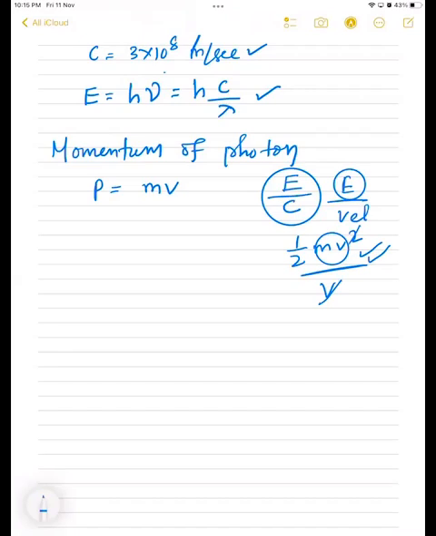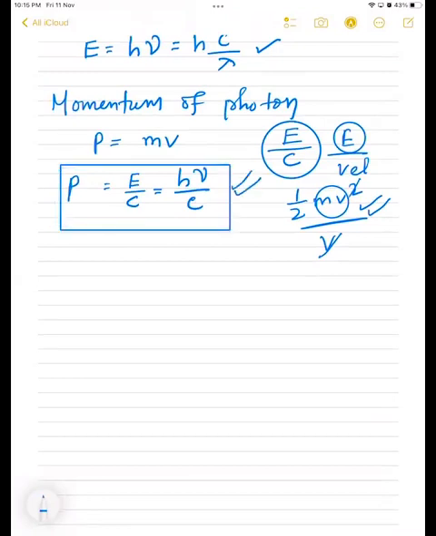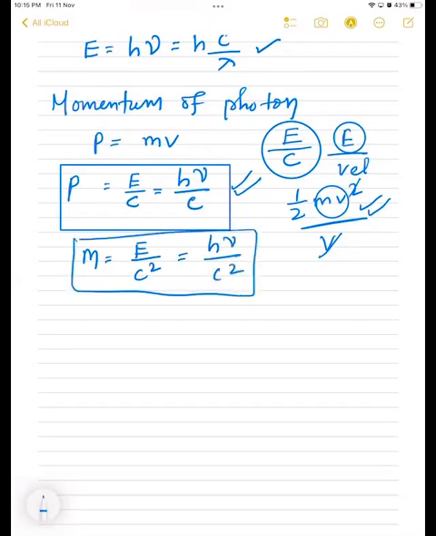So you can say the momentum of a photon is equal to E by c, correct? That is approximately E is equal to h nu by c. And when the particle is at rest, the mass of the photon is 0, correct? And the moving mass: E is equal to mc squared, so m is equal to E by c squared, that is h nu by c squared. This is the moving mass of the photon.